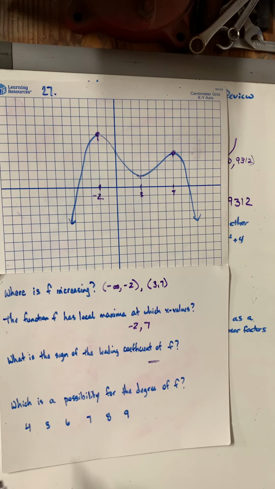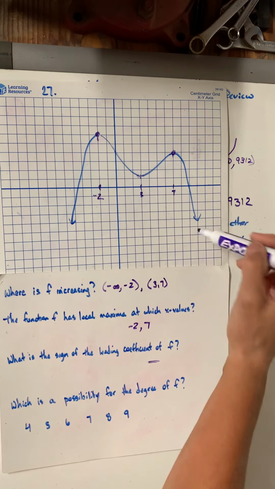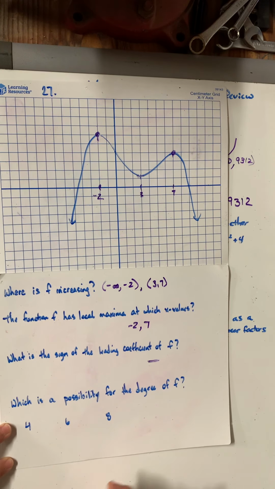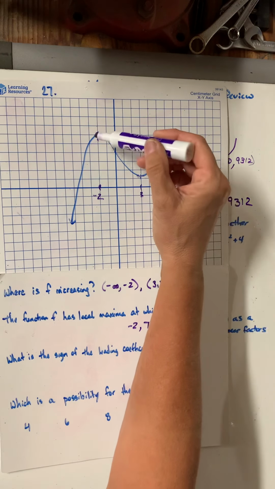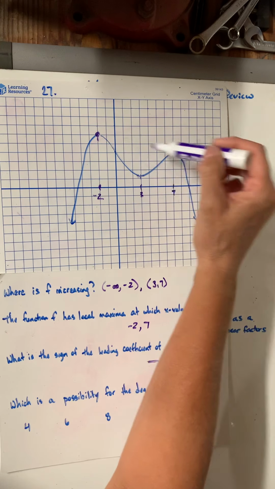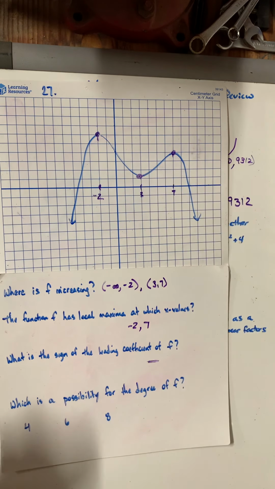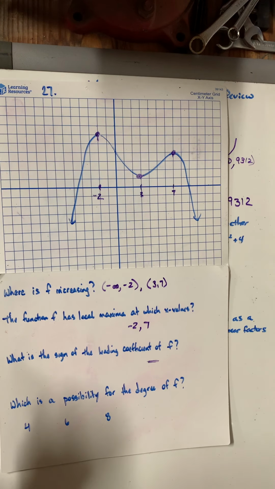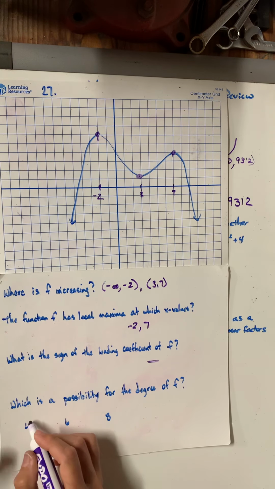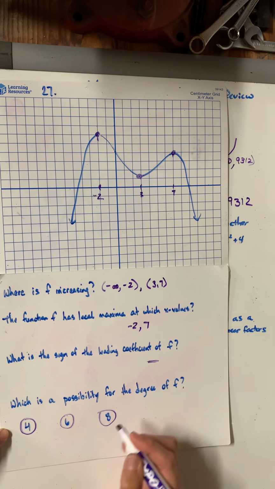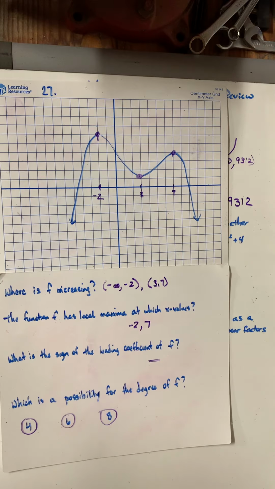And then the last question says, which is a possibility for the degree of f? Because the tails are going in the same direction, it has to be even. So it's not going to be 5, 7, or 9. And then you count the local extrema. So I have 1, 2, 3. I have 2 maximums and 1 minimum. You always have to have at least one more for the degree of the function. So it could be 4, because that's one more than 3. But it also could be 6, or it also could be 8. So those are all the answers for that.